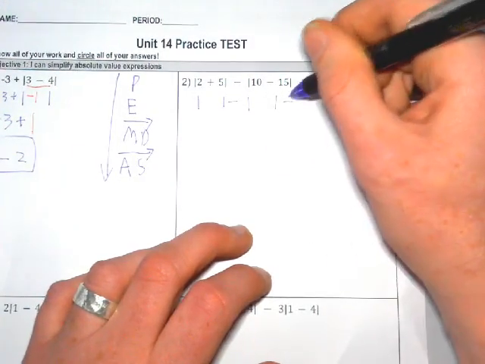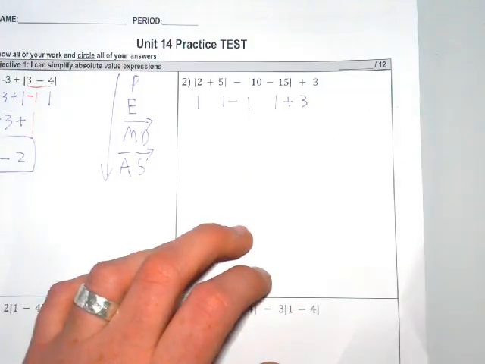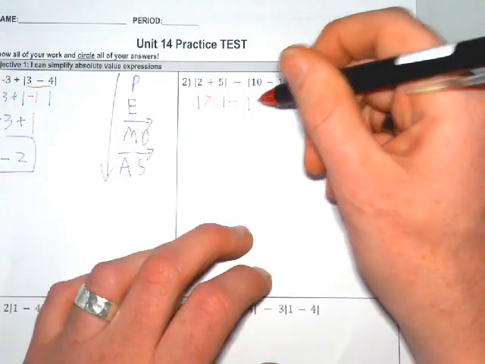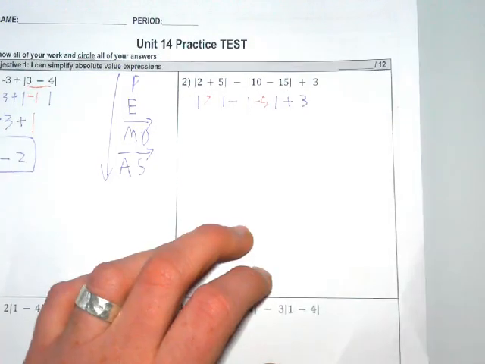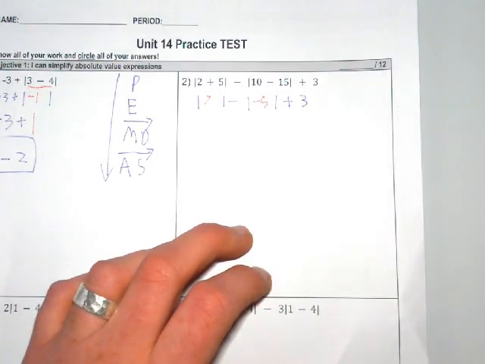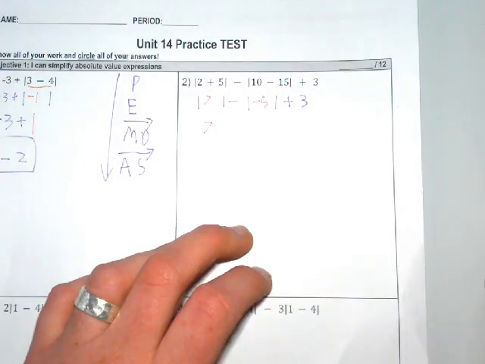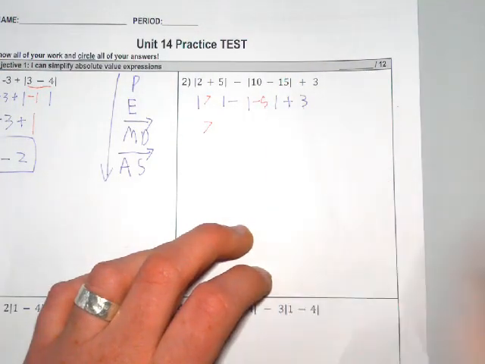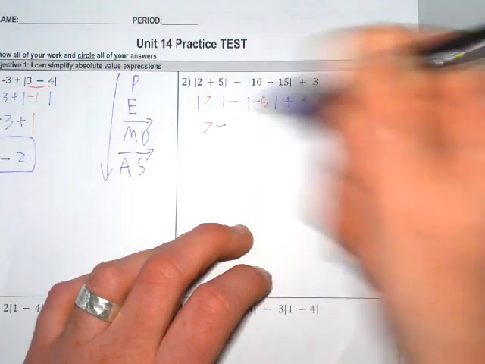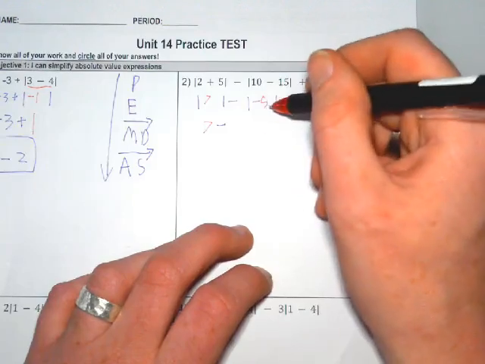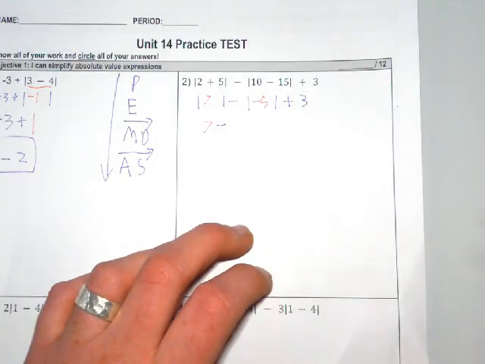leaving the inside of my absolute values blank. 2 plus 5 is 7. 10 minus 5 is a negative 5. And now that I have simplified the inside of my parentheses, I can apply the absolute value. The absolute value of positive 7 is just positive 7. It remains the same because it's already a positive number. Then we subtract, and then we are taking the absolute value of a positive 5, or of a negative 5, which is going to turn into a positive 5.